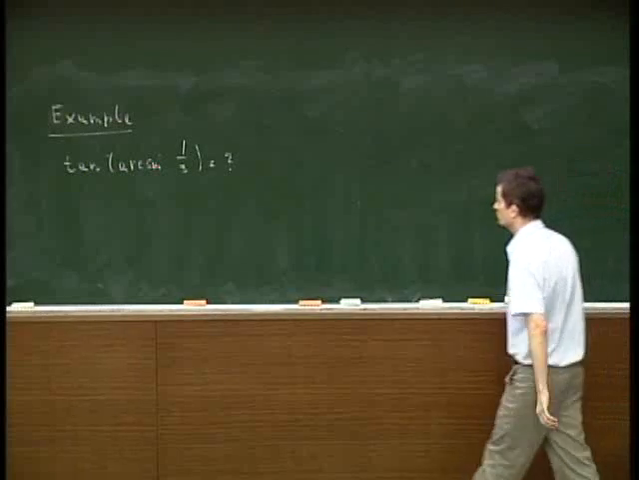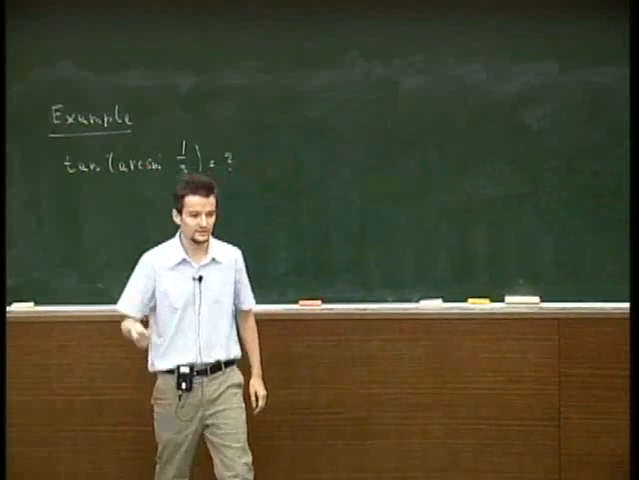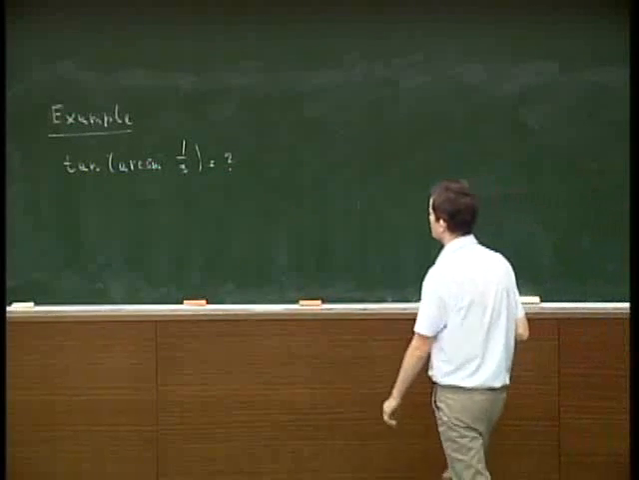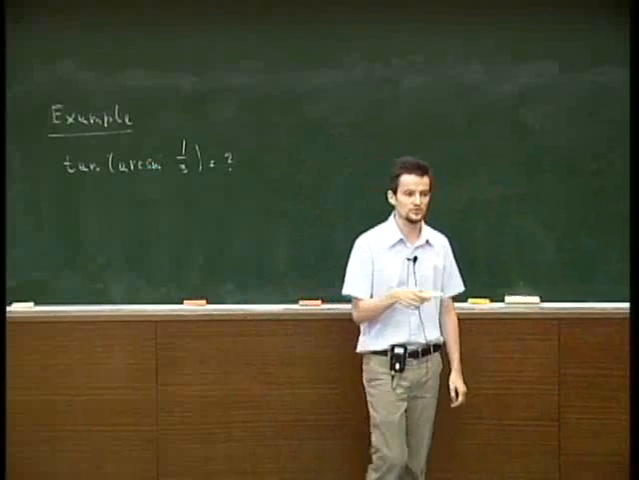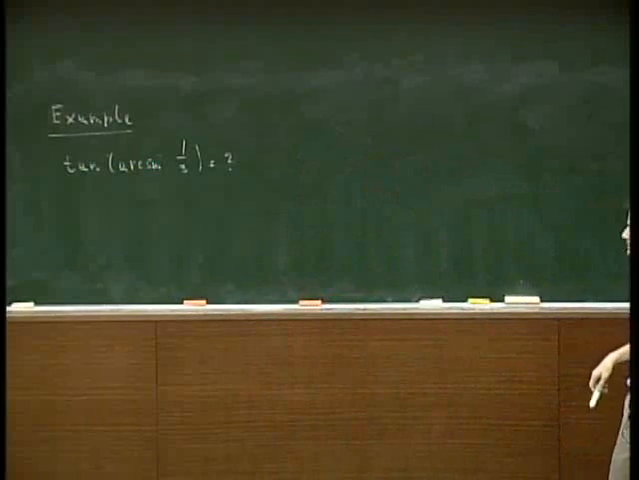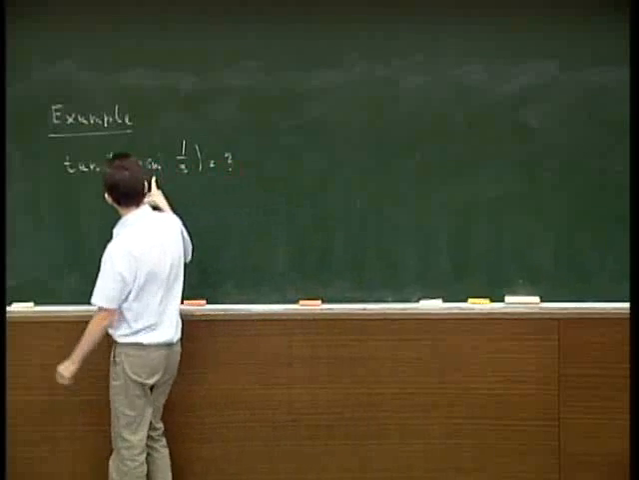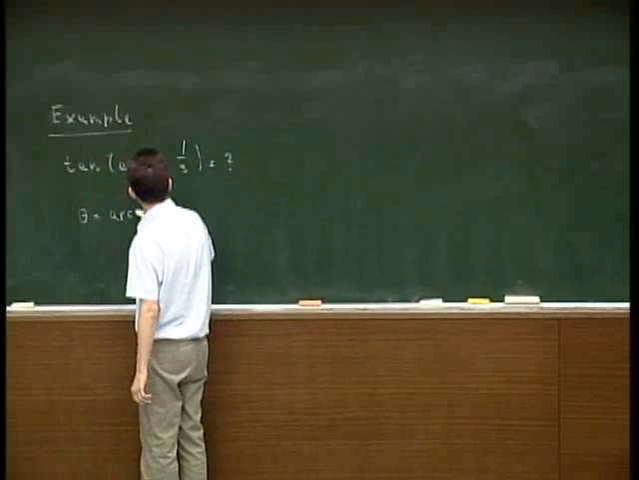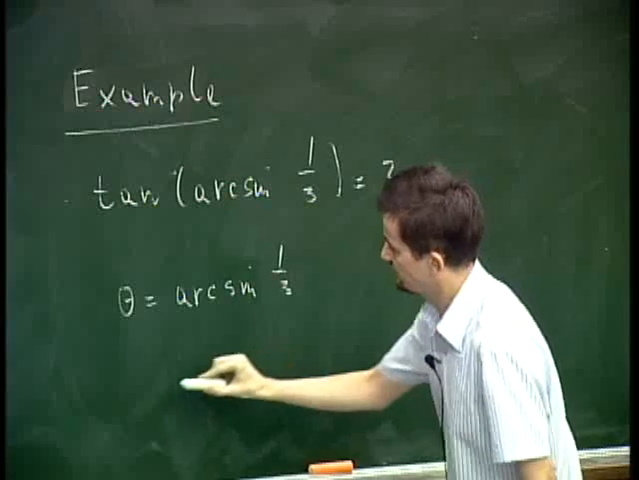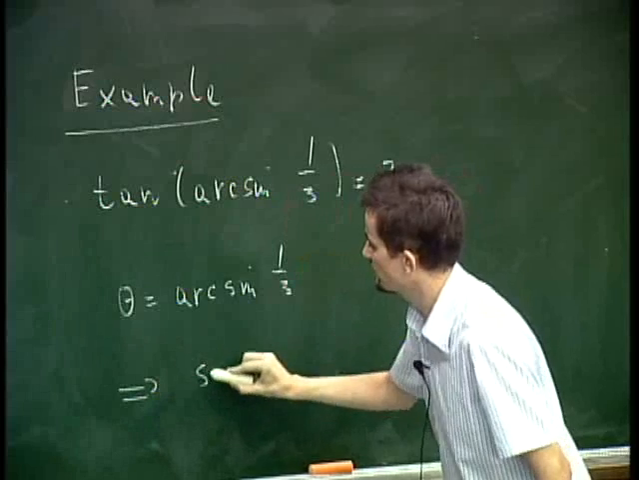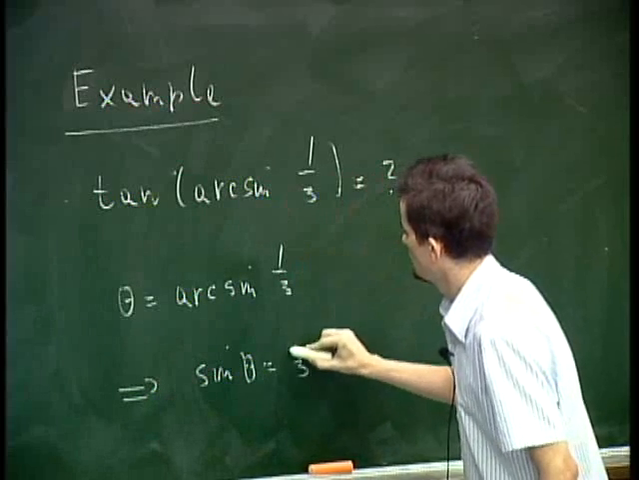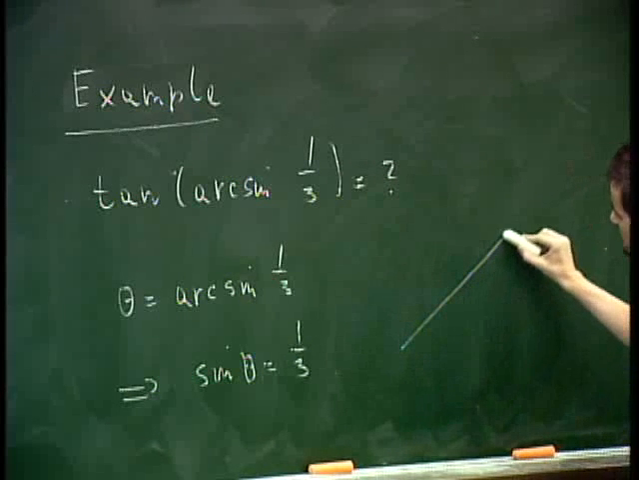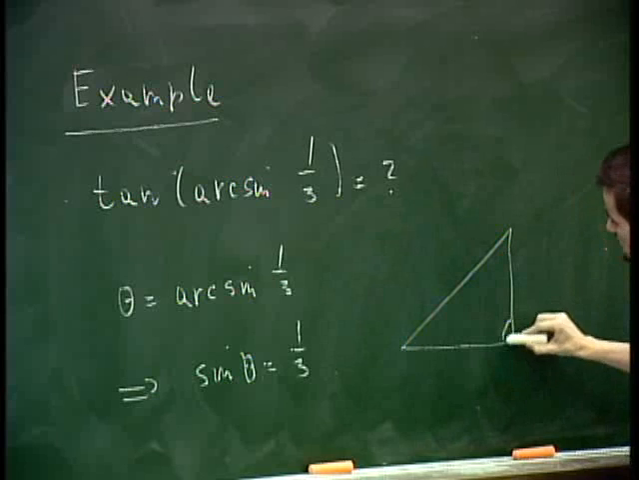Now, the easiest way to solve something like this, of course, is using the calculator. But if you want to do it without the calculator, the easiest way is by looking at simple geometry. If you just look at the argument, you see that theta is equal to the arc sine of 1 over 3. And by definition, this means that the sine of theta is equal to 1 over 3. Now what you do is you use a right triangle.